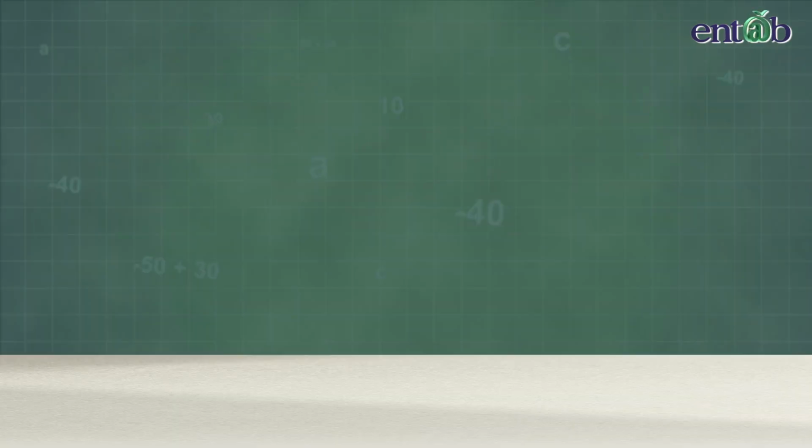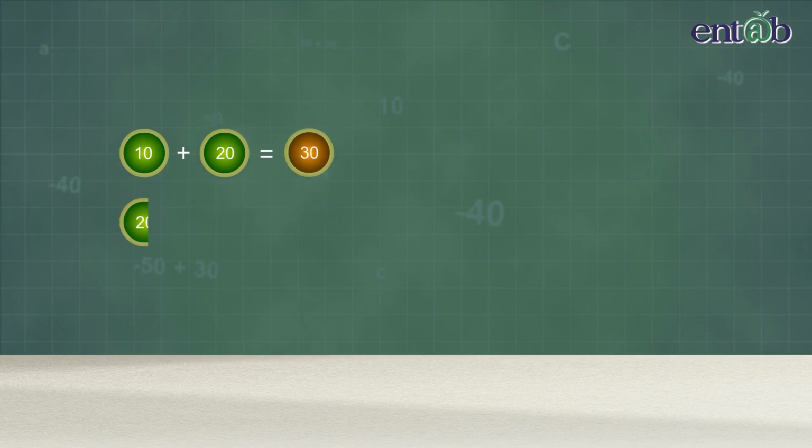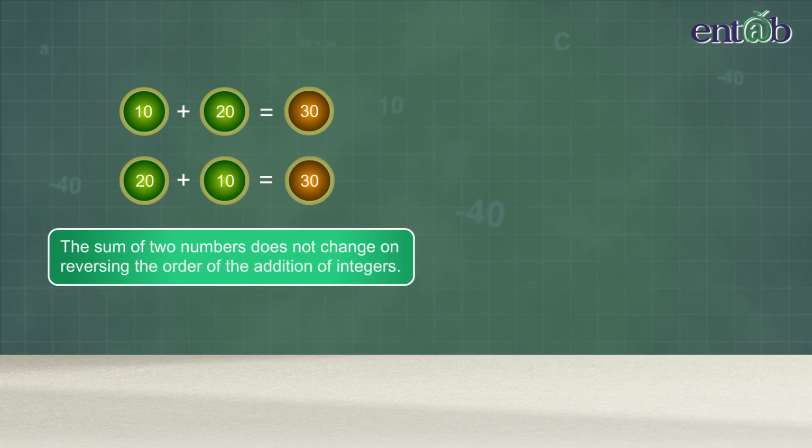What is 10 plus 20? 30, right? And what about 20 plus 10? Obviously 30. Did you notice that the sum does not change on reversing the order of addition of integers? Would the sum remain the same for the other pairs of integers as well?